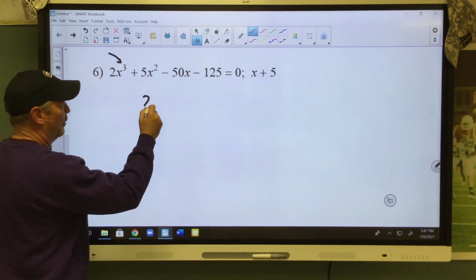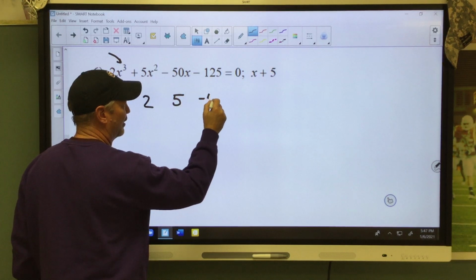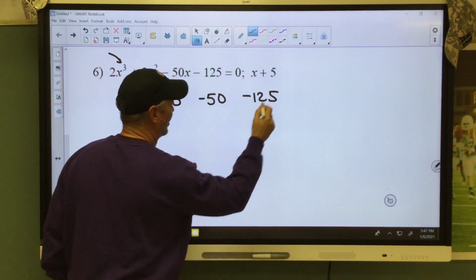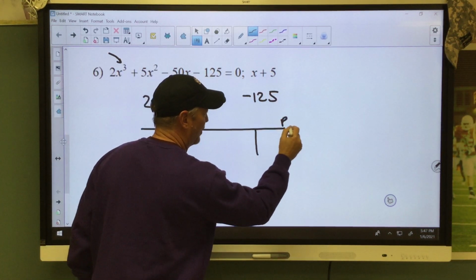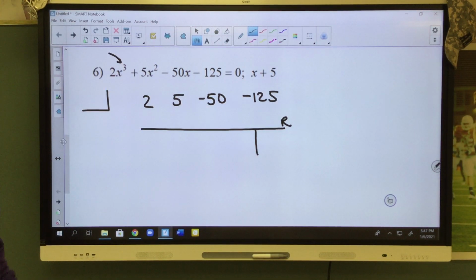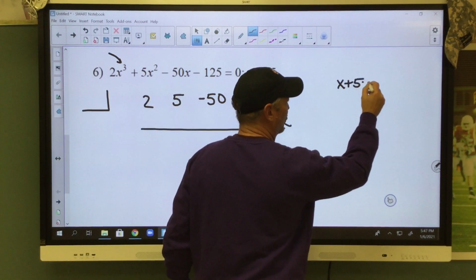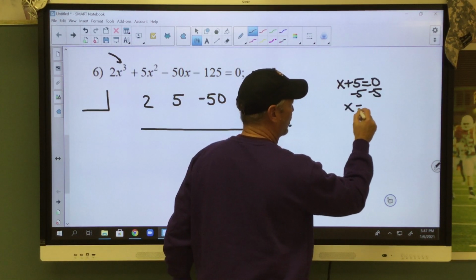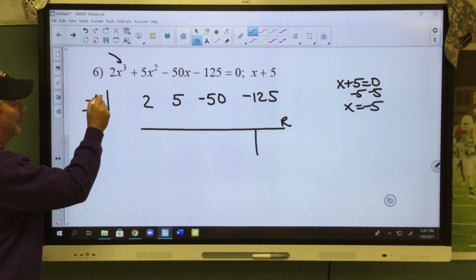We're going to say 2, 5, negative 50, negative 125. Give us a line. Here's our remainder column. What are we going to work with? Take your first factor, x plus 5 equals 0, minus 5 minus 5, x equals a negative 5. So we're going to work with the negative 5.